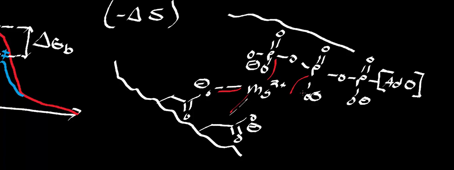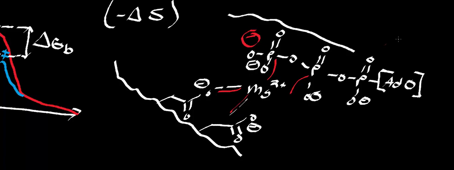So in other words, the magnesium is just holding the ATP in place through electrostatic interactions, right? Magnesium has a 2+ charge, ATP has negative charges, right? So effectively, magnesium is holding that ATP in place.